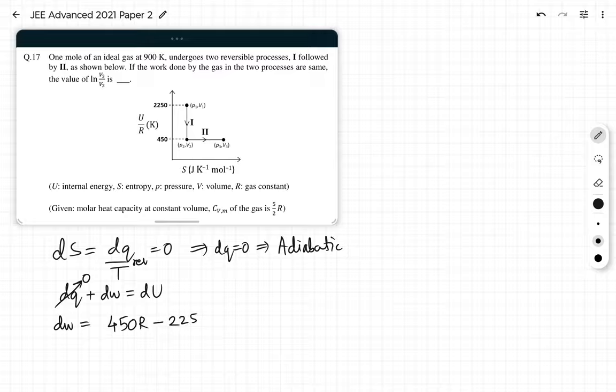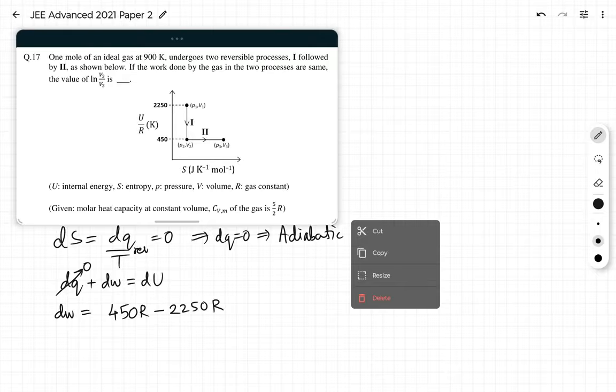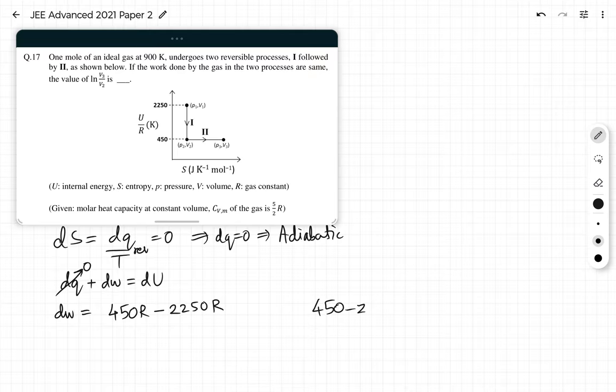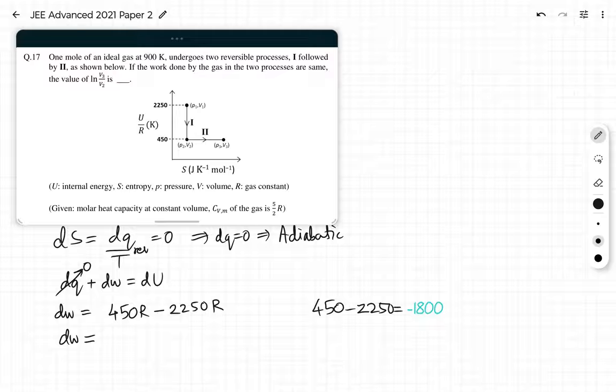minus initial 2250 R. This will come to minus 1800. So the gas is losing energy, its internal energy is decreasing, and the work done by the gas is 1800 R.